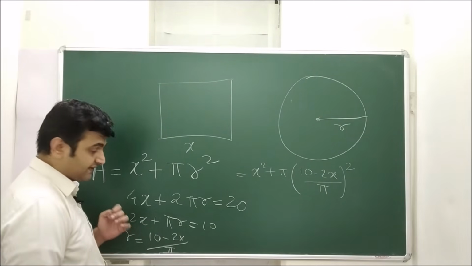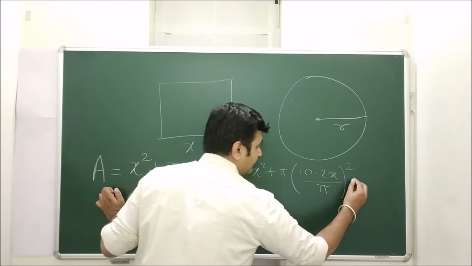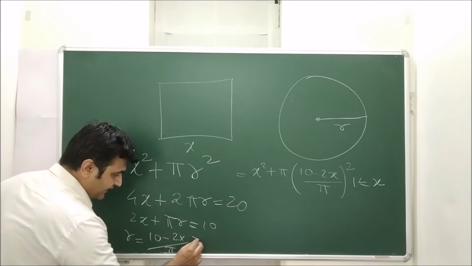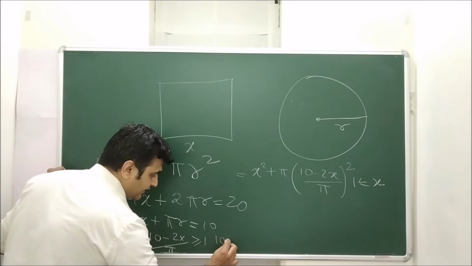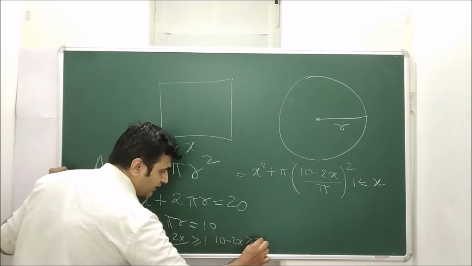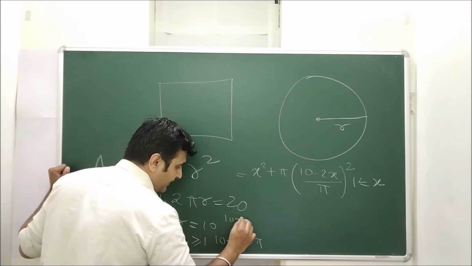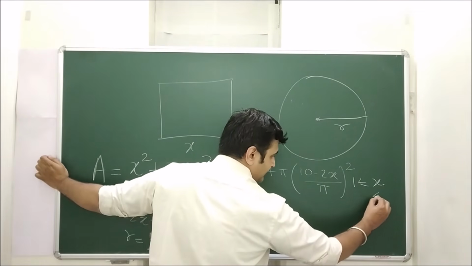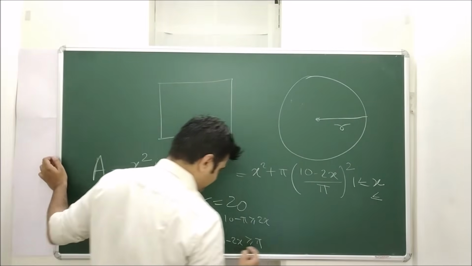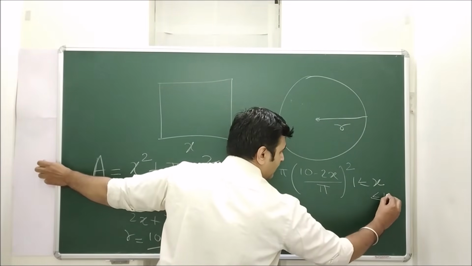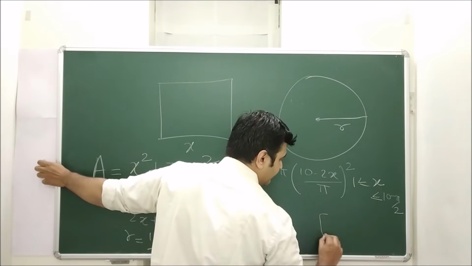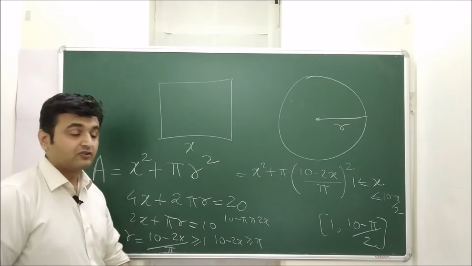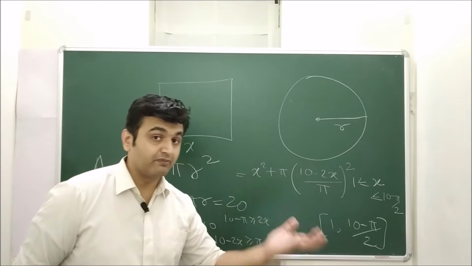Now what can be the value of x? Now x is definitely greater than or equal to 1 because that is given to us. And from here my r is greater than or equal to 1. So therefore 10 minus 2x is greater than or equal to pi. So what do you get? 10 minus pi is greater than or equal to 2x. So this implies your x is less than or equal to (10 minus pi) upon 2. So the interval is 1 comma (10 minus pi) by 2. So this is the interval which is closed and bounded.